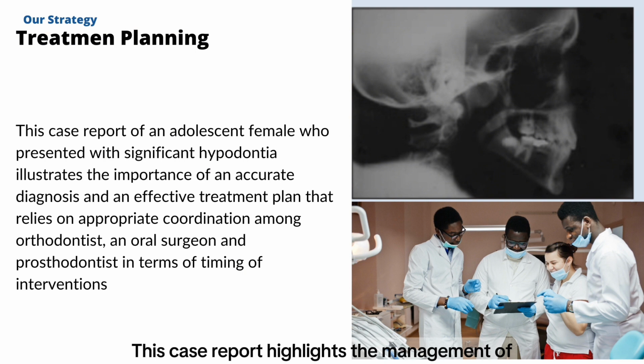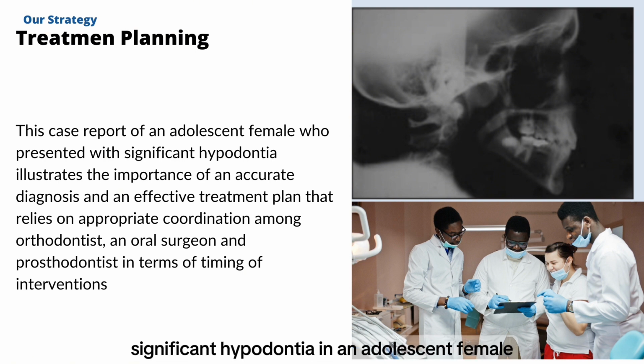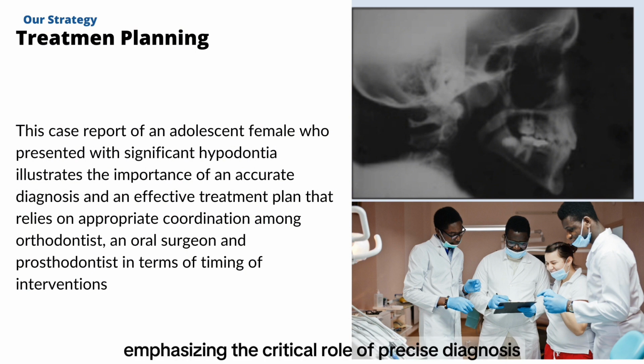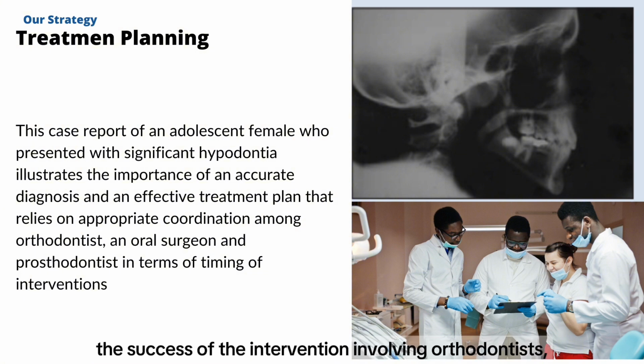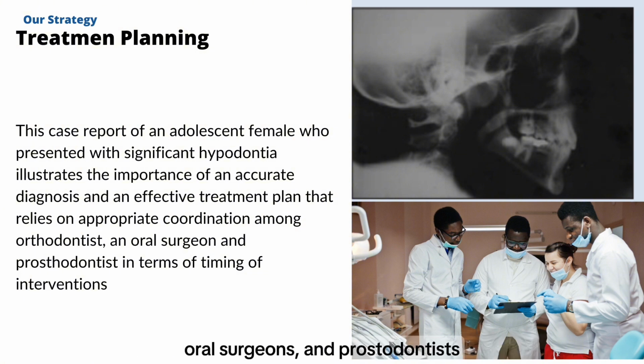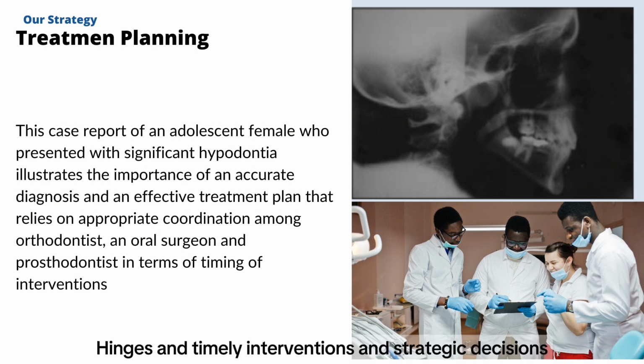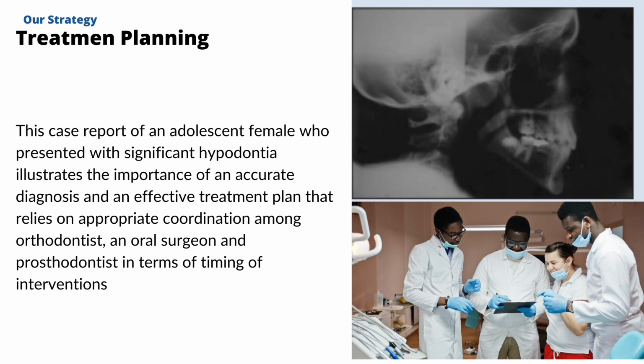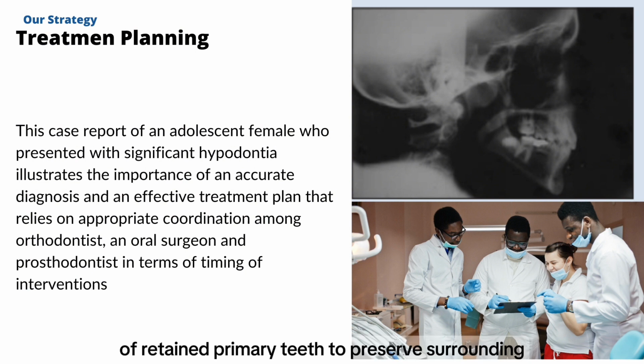This case report highlights the management of significant hypodontia in an adolescent female, emphasizing the critical role of precise diagnosis and a well-coordinated treatment plan. The success of the intervention involving orthodontists, oral surgeons, and prosthodontists hinges on timely interventions and strategic decisions, such as delaying the extraction of retained primary teeth to preserve surrounding dentoalveolar bone for future implant feasibility.